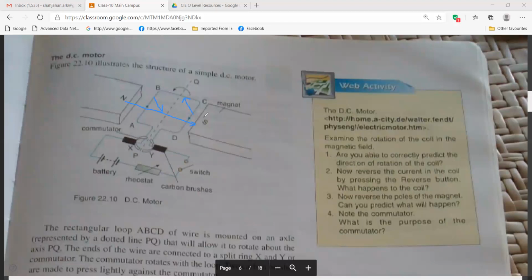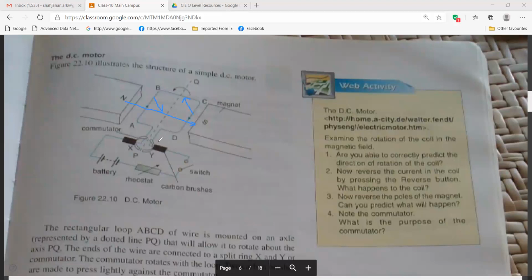Understand now. So as CD is going upwards and AB is going downwards, we are getting anti-clockwise turning effect of the coil, and it will start rotating. Is it clear now? Yes, sir. Okay, very good.